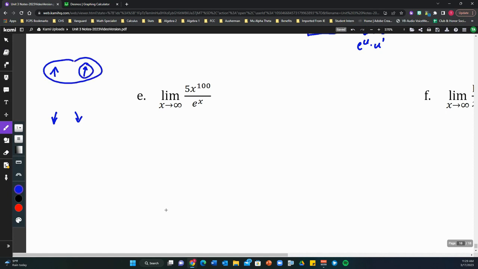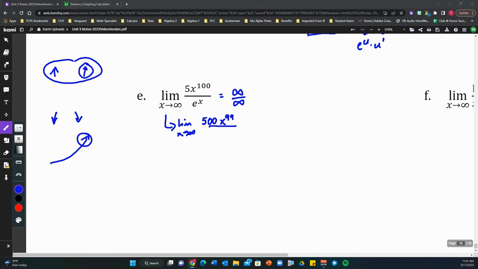So therefore, as we go to the right, we know that we are heading towards infinity. Now for the bottom, e to the x, the right side is always going to infinity, so we get indeterminate form. If I were to apply L'Hopital's, we would get 5 times 100, or 500, x to the 99th, over the derivative of e to the x, which is again just e to the x.